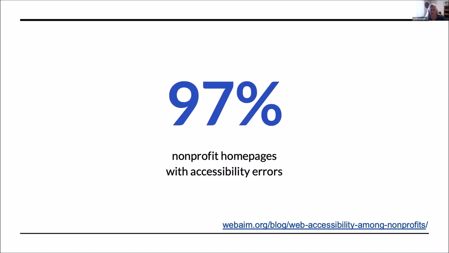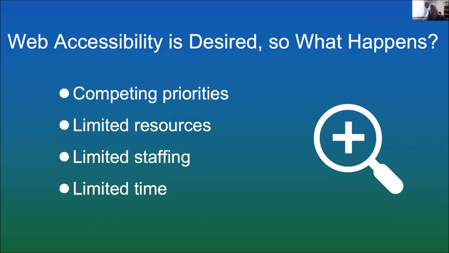Now, what I can say is that this was actually a conservative result because we weren't looking at absolute accessibility. We were just looking, again, at some accessibility errors. And this should be a call for action. But we also know that for many of you, you don't need a call for action. You have a call for help, because web accessibility for you is desired.